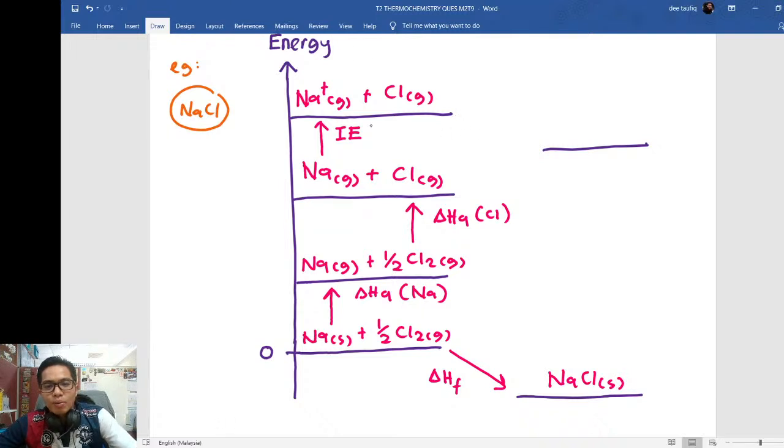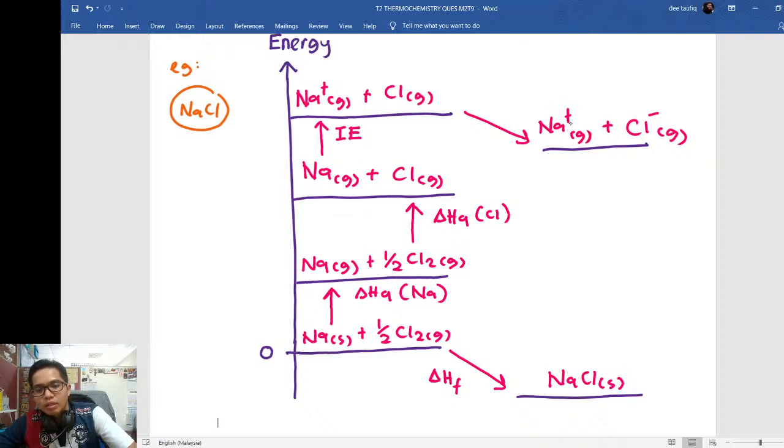And then from Cl gas, we're going to change into Cl minus gas, first electron affinity. Okay. So it will become Cl minus gas. Na plus maintain. This is electron affinity. Saya buat dia ke bawah sebab the first EA always negative. Second, third and fourth and so on always positive. Only the first electron affinity is negative sign.